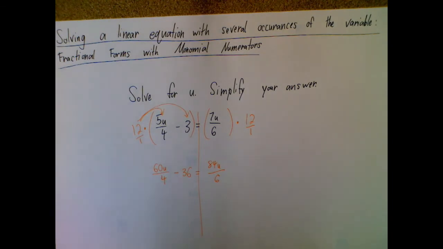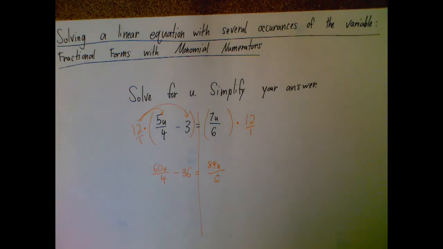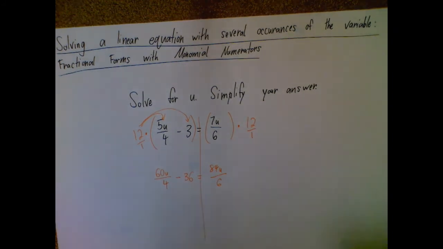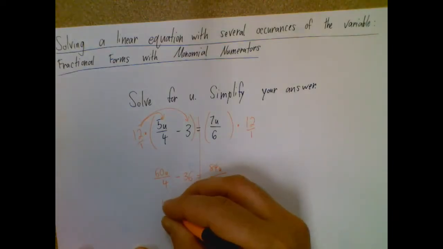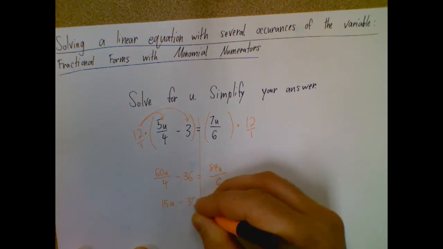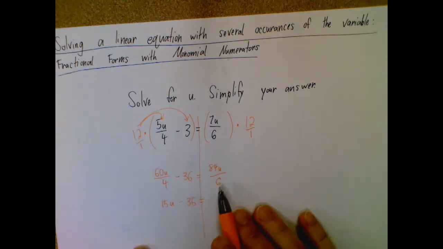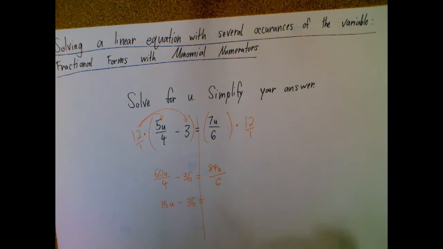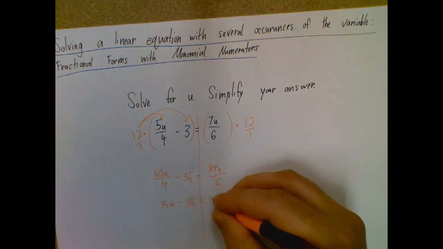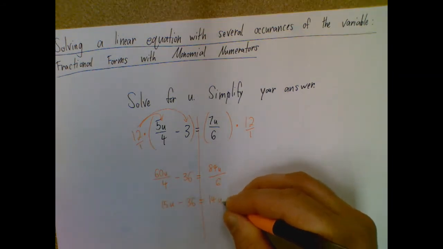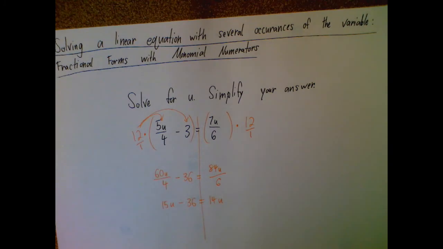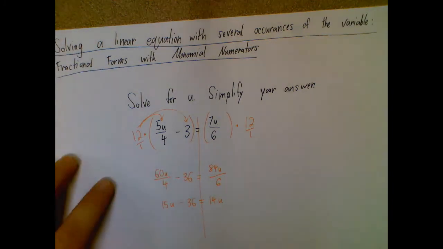All right, now you might be saying, the fractions aren't gone. I know. We need to clean up those fractions a little bit here, and they should reduce now if we did this correctly. So what is 60 divided by 4? We get 15, so this is 15u minus 36. So that one's now gone. What about this? What's 84 divided by 6? Well, however you work that one out, you end up with 14, so it's 14u. So we do end up with no fractions, and then we can solve it like normal.